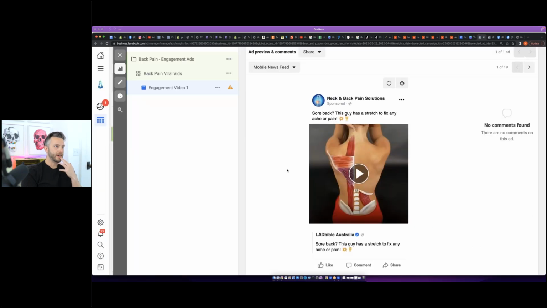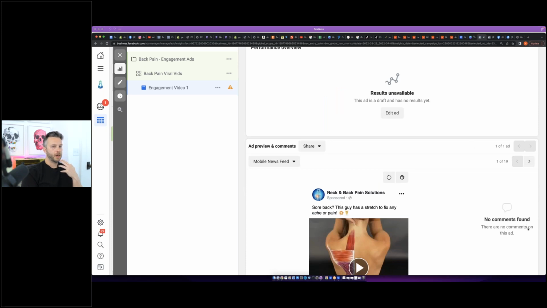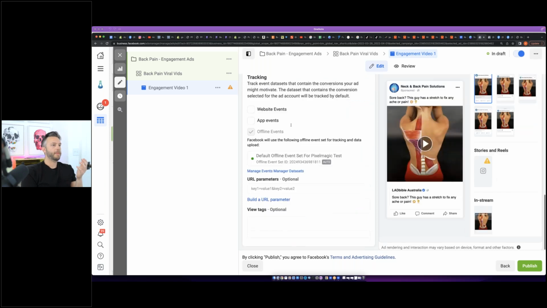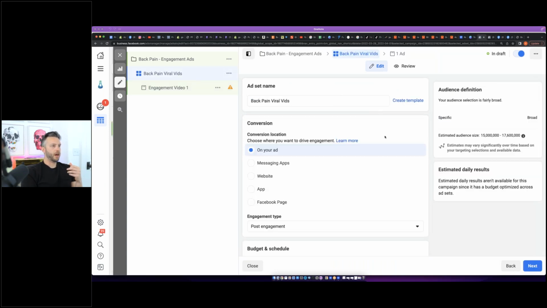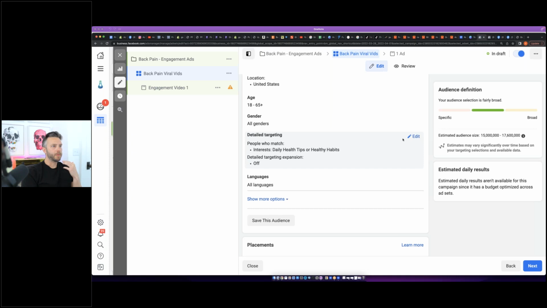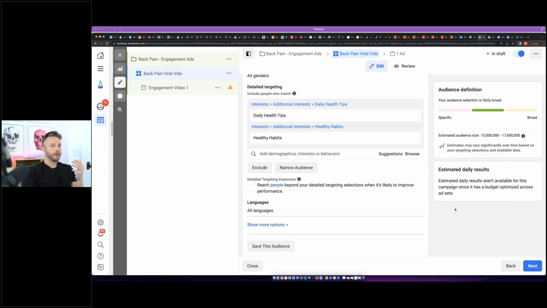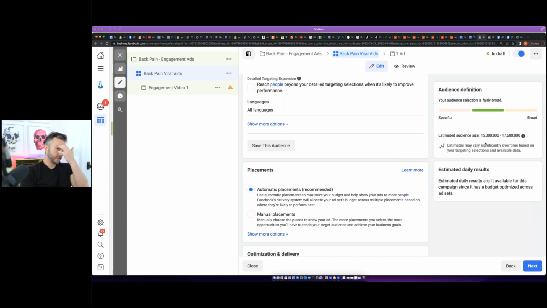All right, so like this ad right here is essentially all it's doing is sharing other people's content, giving them credit, of course, and it's targeting people that experience back pain and whatnot. So this is what the ad looks like. We didn't have to create it, someone else created it. We're citing the source, we're giving them all credit. We're just sharing good content, right? And we're targeting people that are looking for healthy habits, daily health tips. So a very big audience of people. All right. And I think it's like 15 plus million people or so, 15 to 17 million people.